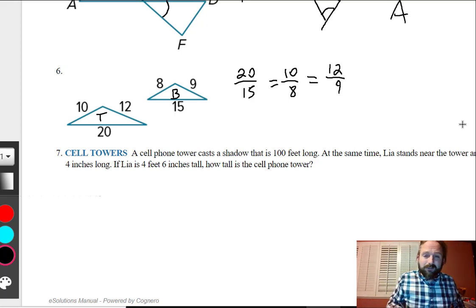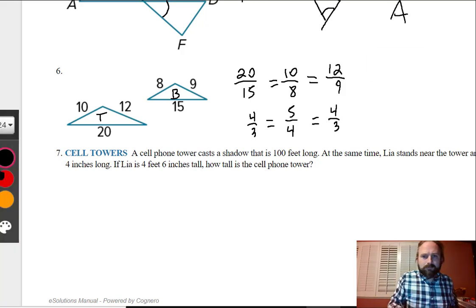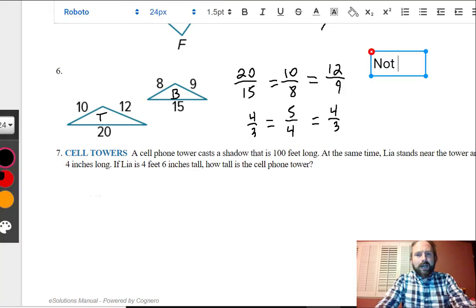Divide by 3, I get 4/3. Cool. Divide by 5, divide by 5. That's 4/3. All right, looks like we're doing pretty good on this. I'm going to divide by 2. I get 5/4. Not proportional.